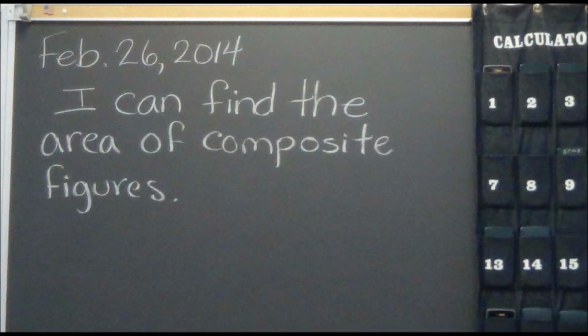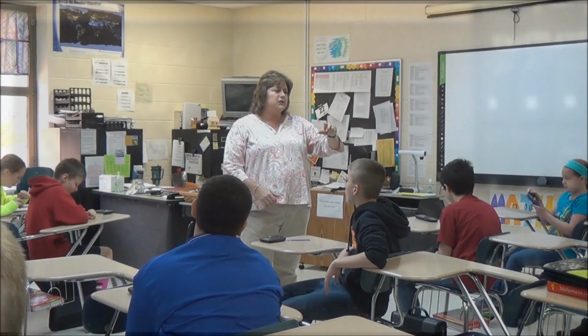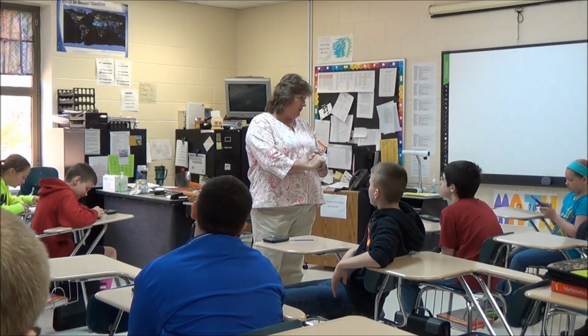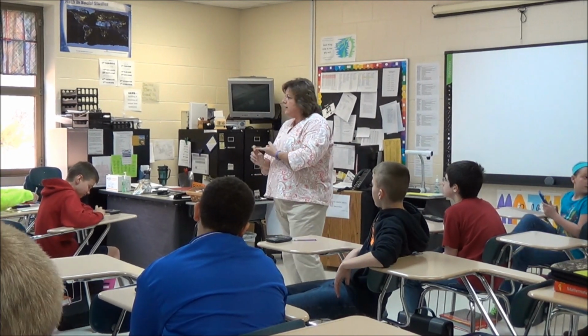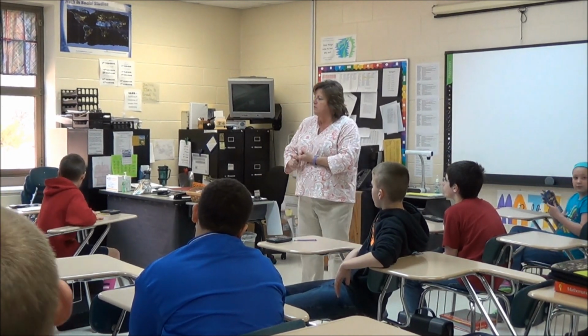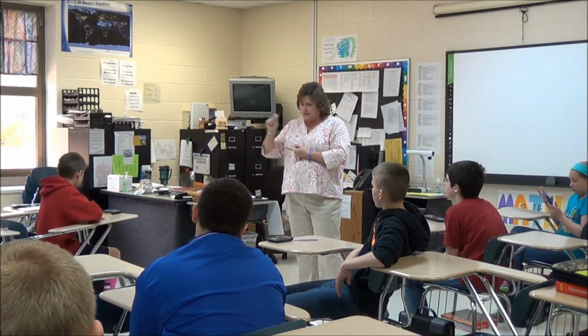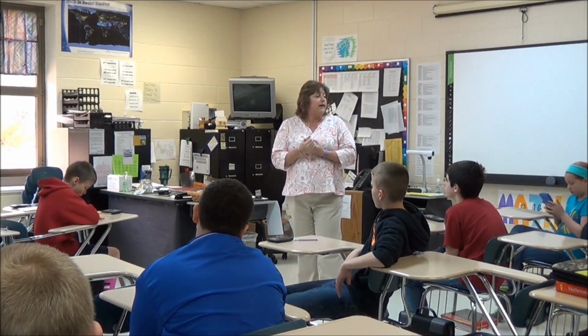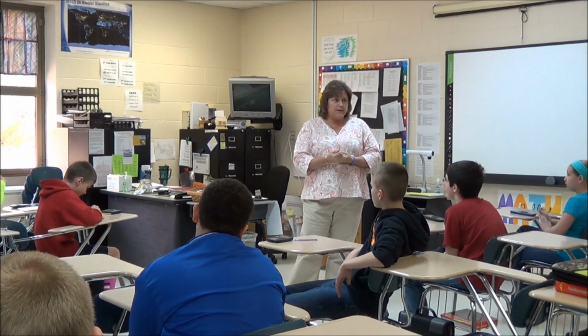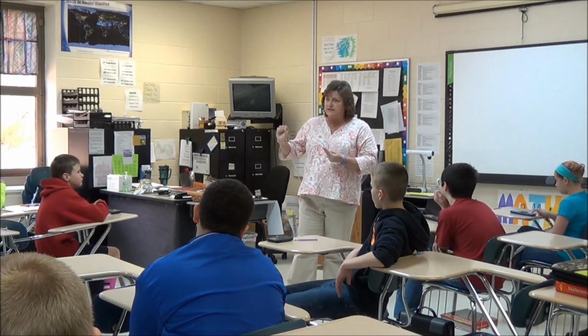We're going to talk about: I can find the area of composite figures. Remember, composite figures are just irregular shapes made up of two or more geometric shapes. We've been doing area, right? We did area of rectangles and squares. What was that formula? Length times width. Then we did parallelograms: base times height, the same kind of thing.